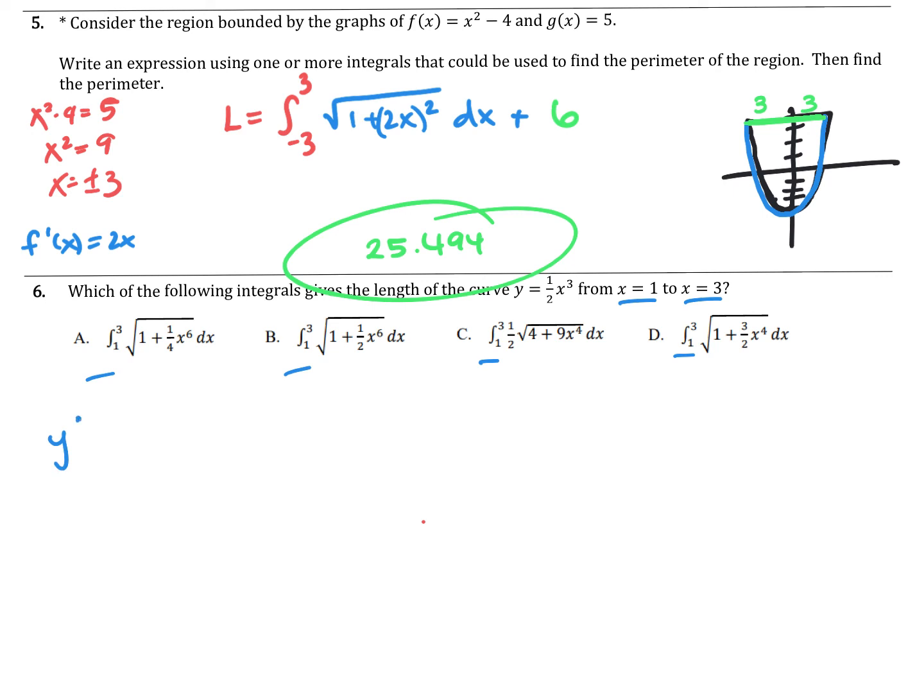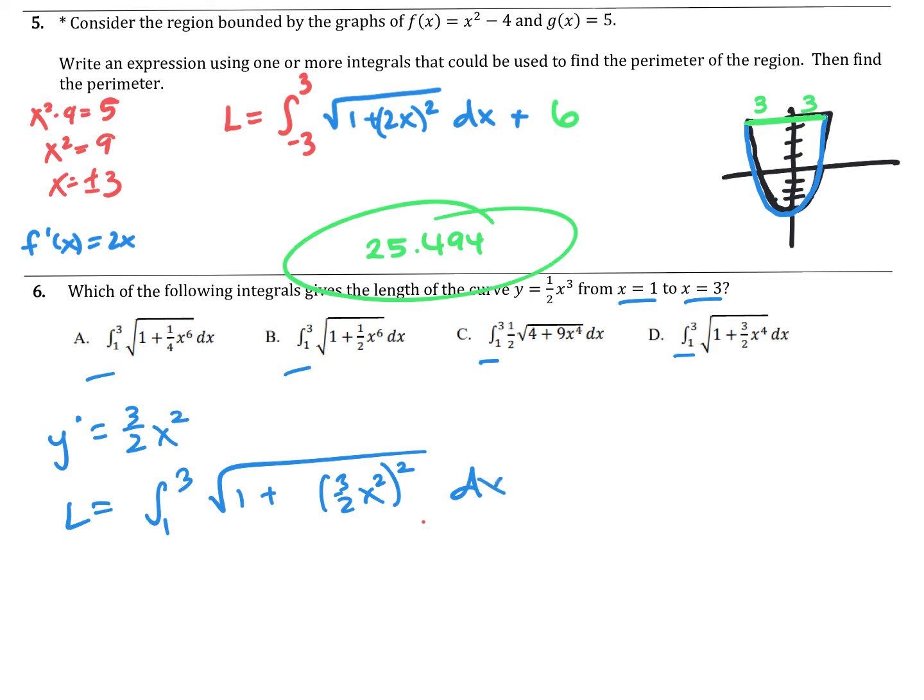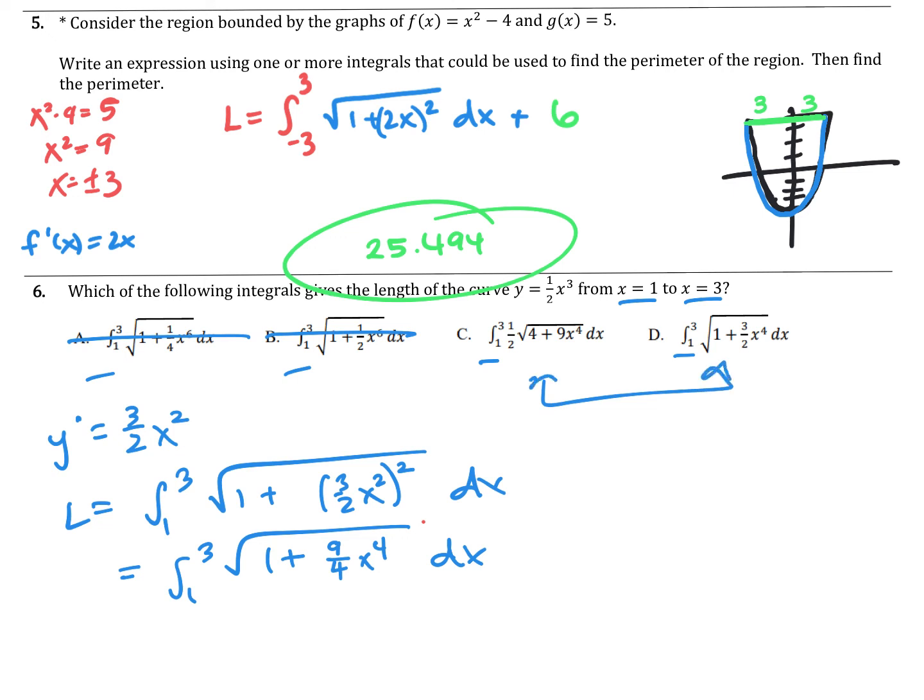Our function is 1/2 x cubed, so the derivative is going to be 3/2 x squared. So I'm looking at the length from 1 to 3 of the square root of 1 plus 3/2 x squared, squared, dx. And what I notice first is that this answer isn't there. So I'm going to simplify and see what I get then. 1 plus, this is going to give me 9/4 x to the 4th dx. So looking up, I'm going to eliminate a and b because there's no way that I should be getting x to the 6th. I should be getting some variation of x to the 4th here.